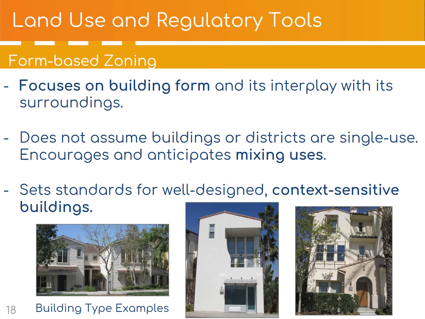A key component to support by right development review is a form-based zoning code. Unlike Euclidean zoning, form-based codes prioritize the character of a building and the experience of the public realm. In other words, how the building relates not only to its site, but to its surroundings. Form-based codes do not assume buildings or districts are single use, but instead encourage multiple uses with a focus on context-sensitive design. Standards inherently address building design, removing the need for design guidelines and creating a more efficient and less costly development review process.